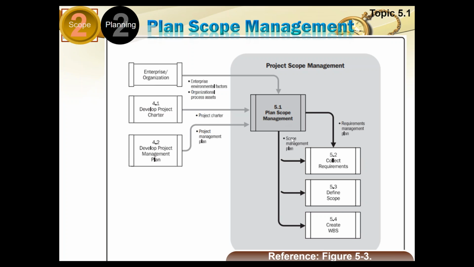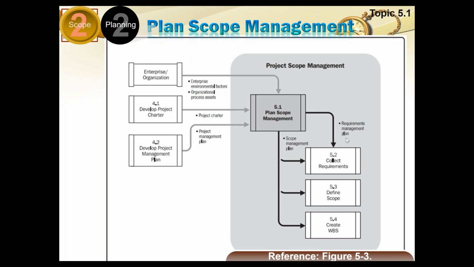And what are the outputs of this process? Here you can clearly see scope management plan and requirement management plan. Scope management plan is required by all subsequent processes in planning related to scope. Collect requirements, define scope, and create WBS, all will require the scope management plan, but requirement management plan is only required by collect requirements. I can say that collect requirements needs both of these management plans to be input into it, but define scope and create WBS just require the scope management plan and not the requirements management plan.